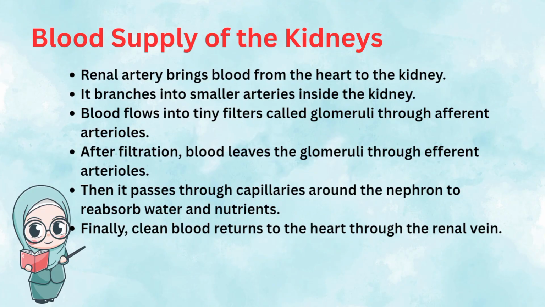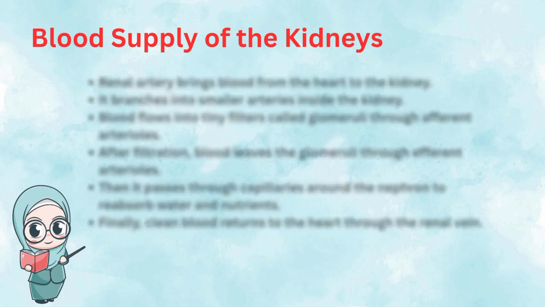Blood supply of the kidneys. Renal artery brings blood from the heart to the kidney. It branches into smaller arteries inside the kidney. Blood flows into tiny filters called glomeruli through afferent arterioles. After filtration, blood leaves the glomeruli through efferent arterioles. Then it passes through capillaries around the nephron to reabsorb water and nutrients. Finally, clean blood returns to the heart through the renal vein.